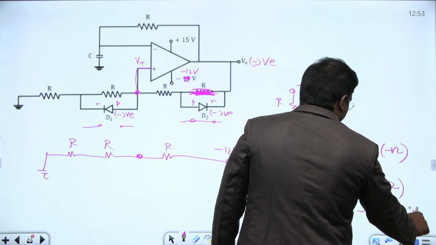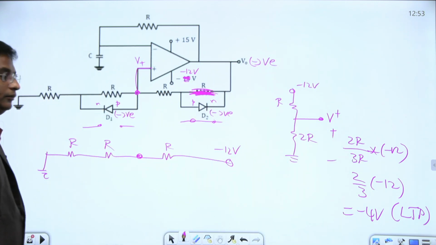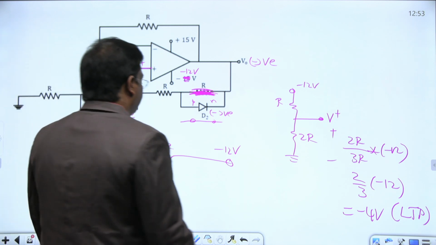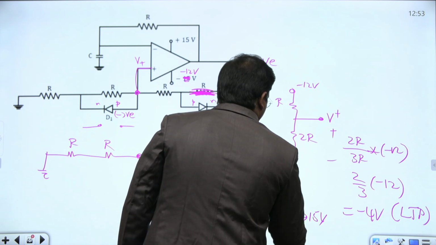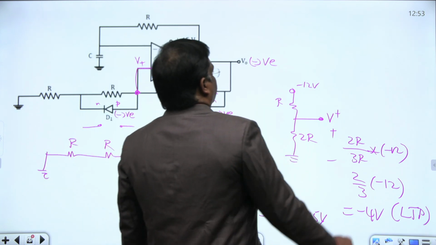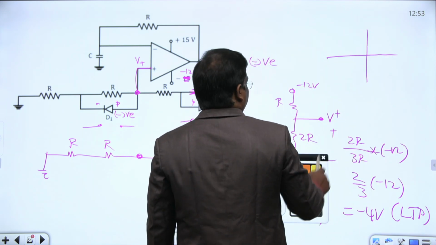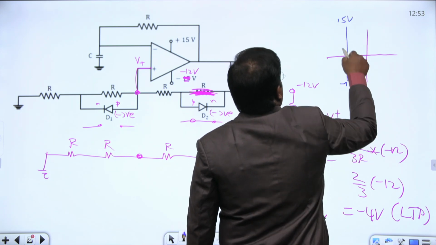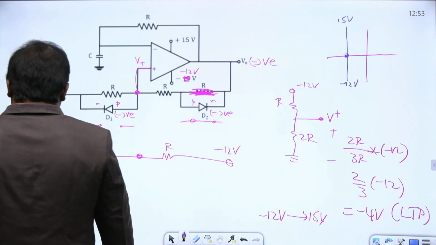This is your LTP point. And at this point, it moves from minus 12 to 15 volts. LTP. And come back to the question, what they asked us to determine.